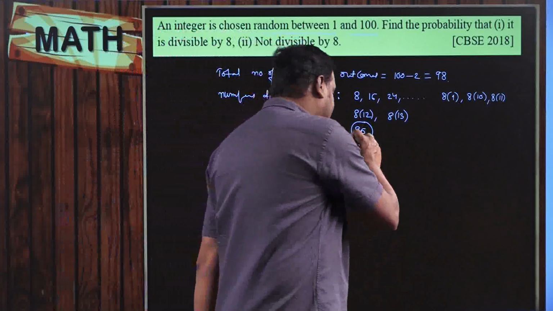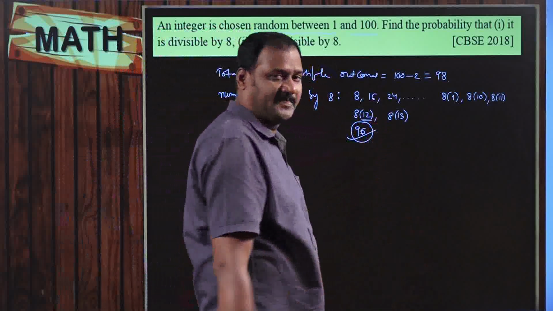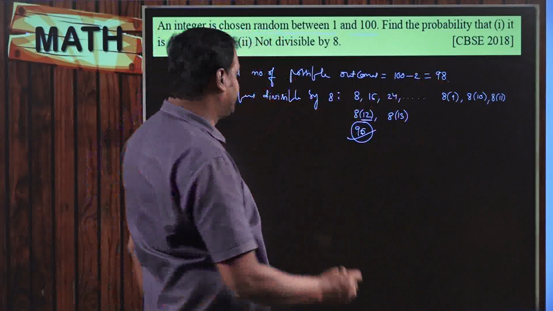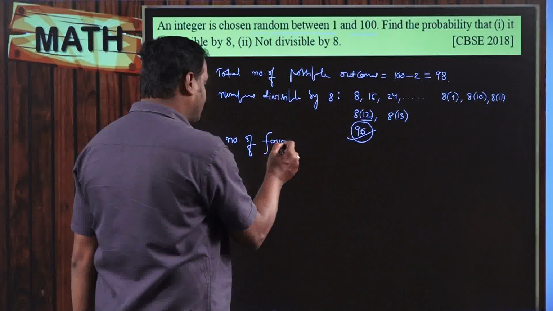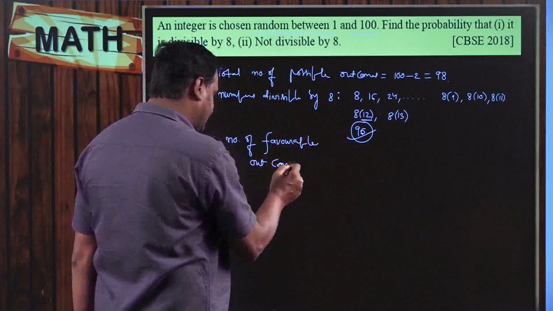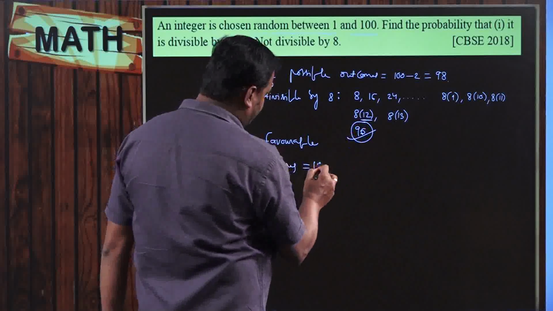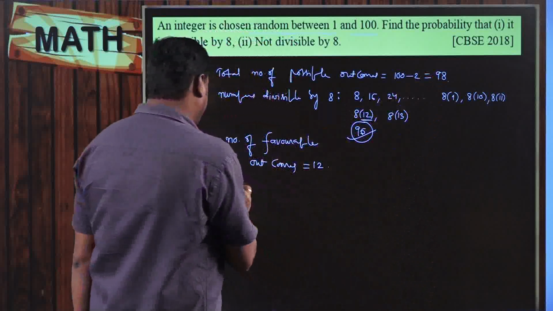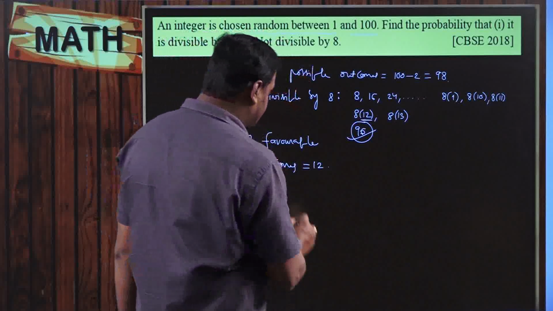So how many numbers are there totally? It is very easy to identify. There are totally 12 numbers divisible by 8. Therefore, what is the number of favorable outcomes? The number of favorable outcomes is 12. How many total outcomes are there? Therefore 98 outcomes.